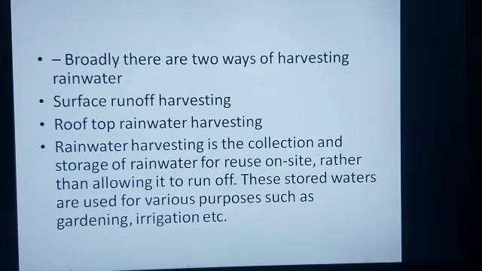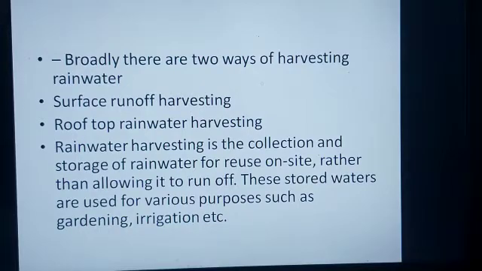Now broadly, there are two ways of harvesting rainwater. The first one is surface runoff harvesting. Second one is rooftop rainwater harvesting. So the rainwater harvesting is a collection and storage of rainwater for the reuse on site rather than allowing it to run off. So much of water is lost, the rainwater is lost.